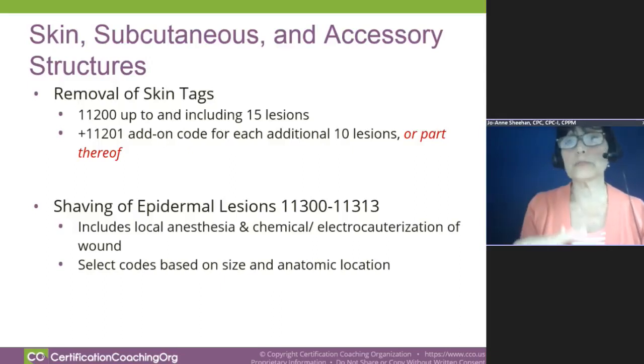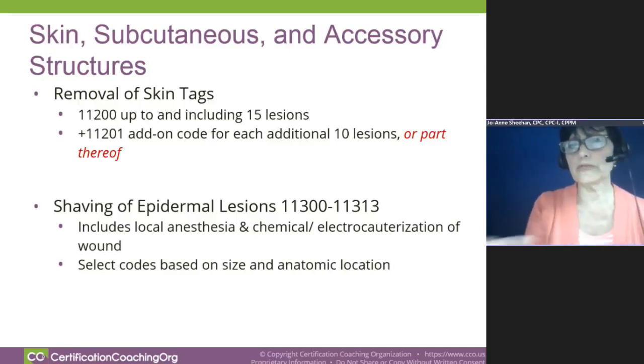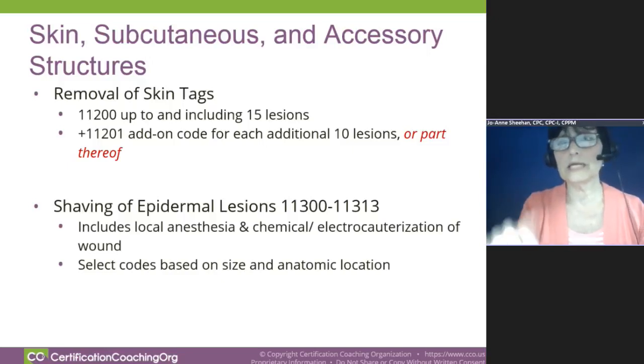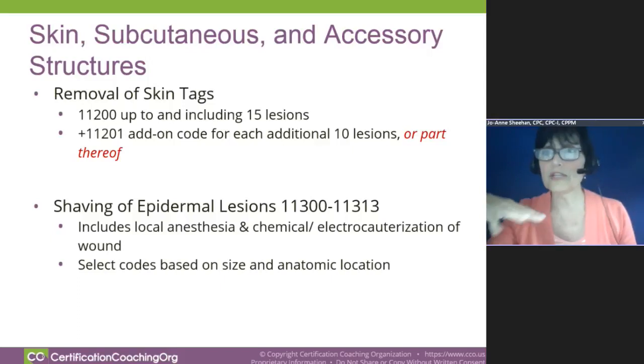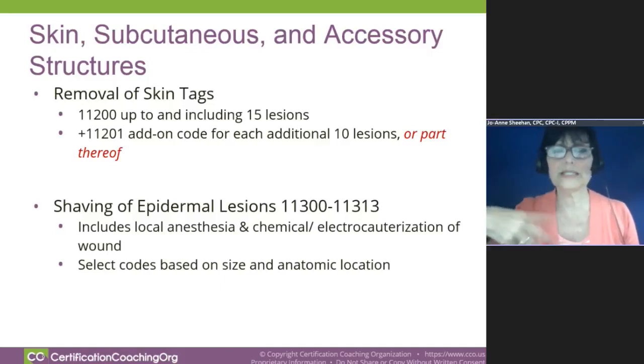Now, if the doctor removed 35 lesions, you would code 11200 for the first 15. Then you would do 11201 times 2 to equal 20 lesions. And 20 lesions plus 15 lesions is 35 lesions. So hopefully you understand that.